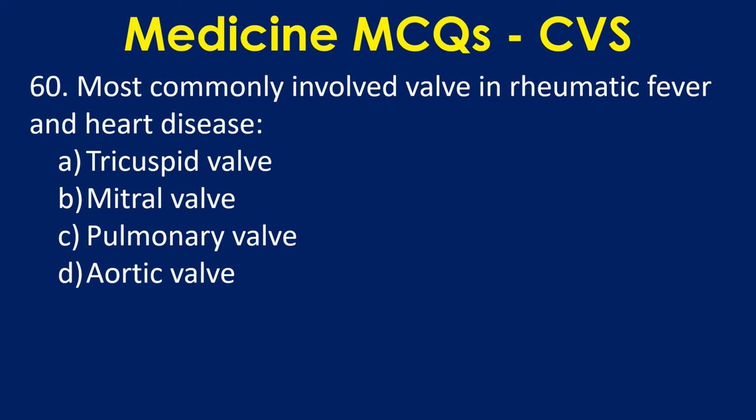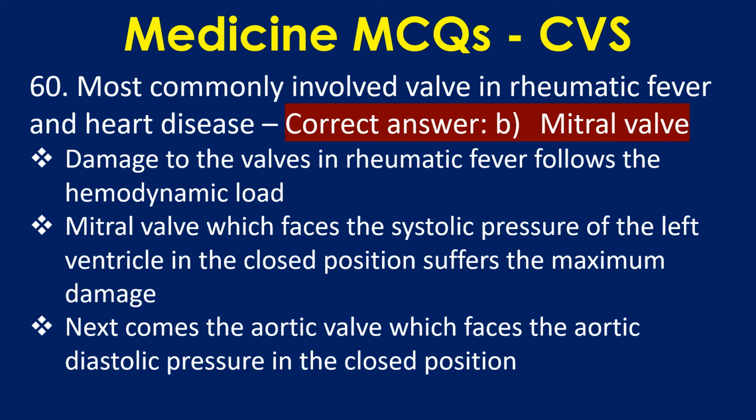Most commonly involved valve in rheumatic fever and heart disease. A. Tricuspid valve, B. Mitral valve, C. Pulmonary valve, D. Aortic valve. Correct answer B. Mitral valve. Damage to the valves in rheumatic fever follows the hemodynamic load. Mitral valve, which faces the systolic pressure of the left ventricle in the closed position, suffers the maximum damage.